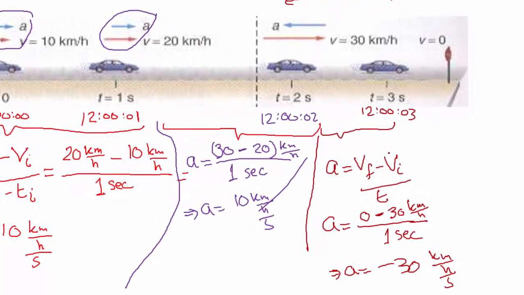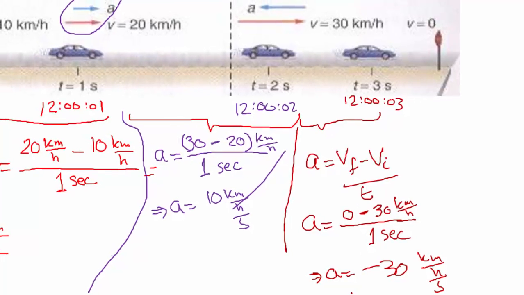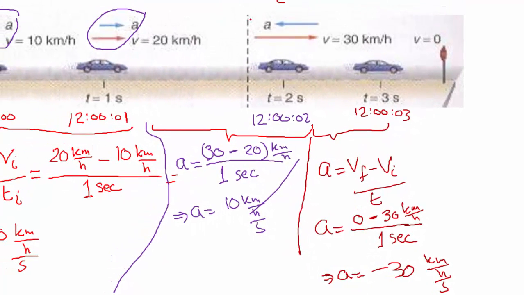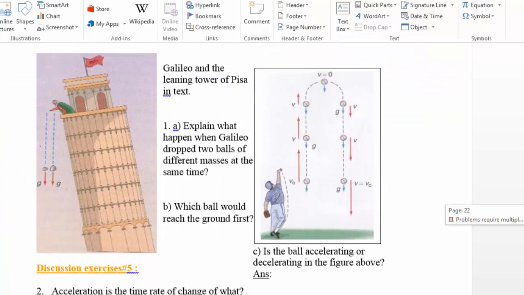So this means that the acceleration is in the negative direction and its magnitude is 30 kilometers per hour per second. So this one here is deceleration. Why? Because the acceleration vector is opposite to the velocity vector, meaning the acceleration is produced by a force that impedes the motion of that object. Now let's look at that more in the discussion exercises.